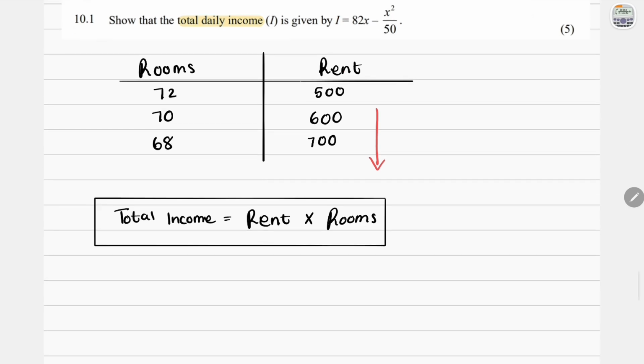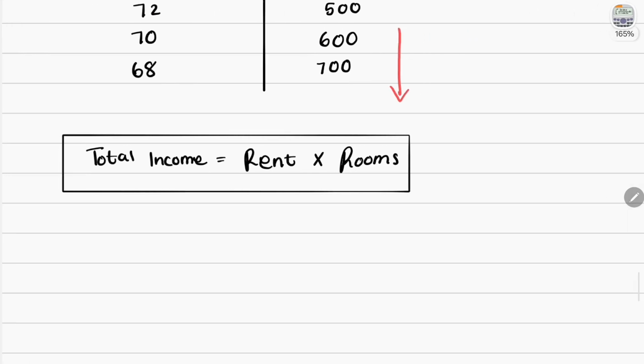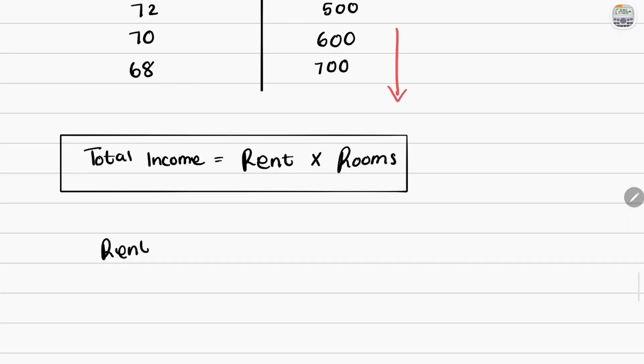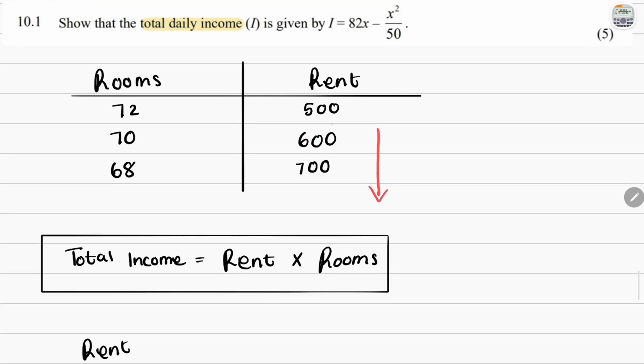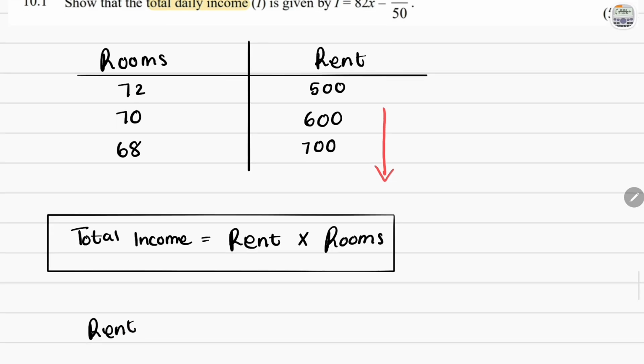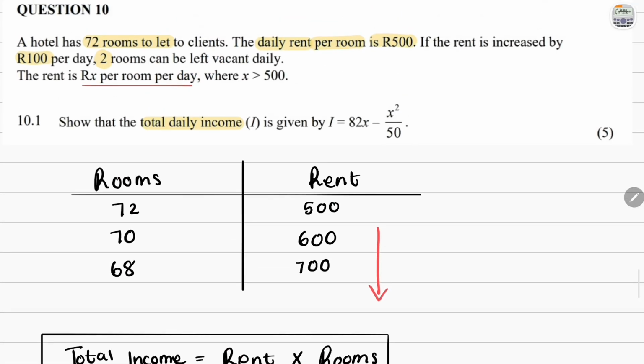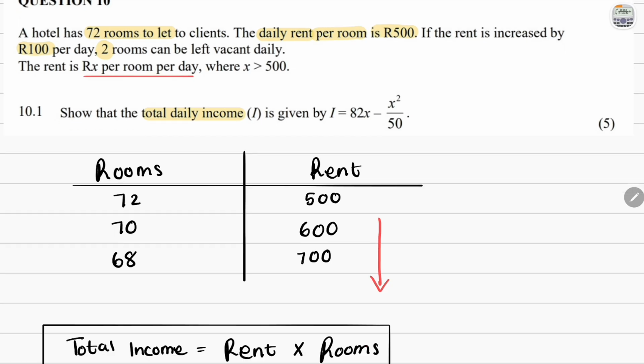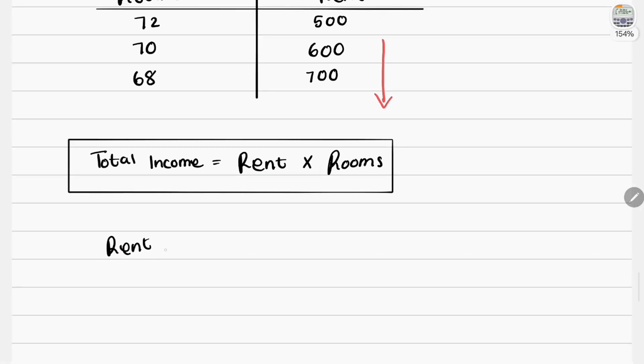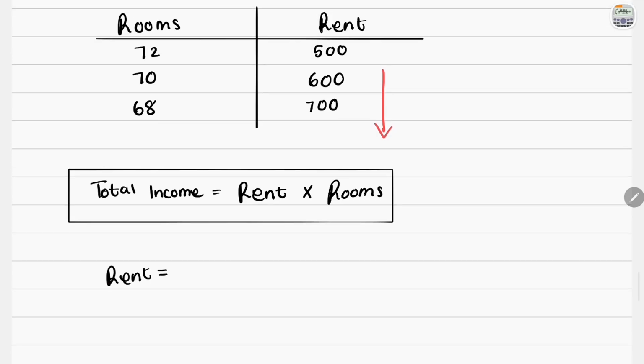So let's focus on each of these now. How do we find the rent? From the way the pattern looks with the rent, do you see that they keep increasing by 100? So this is how we can see it. They did say that X is greater than 500, that the rent is greater than 500. So when we're looking at this pattern, just so that we can find a general formula for the rent pattern, we can start like this.